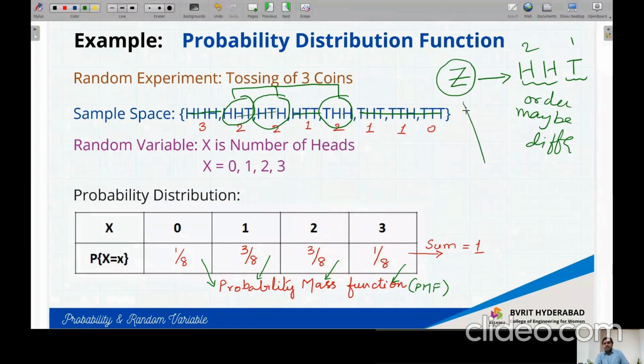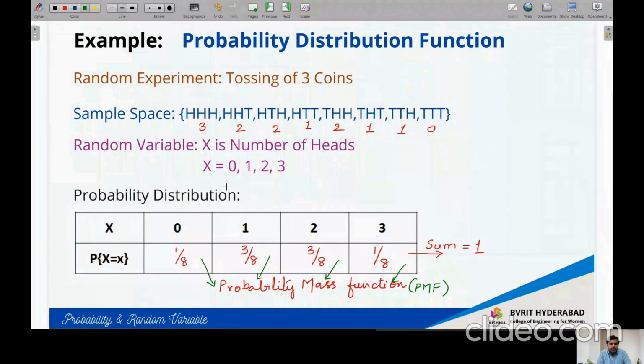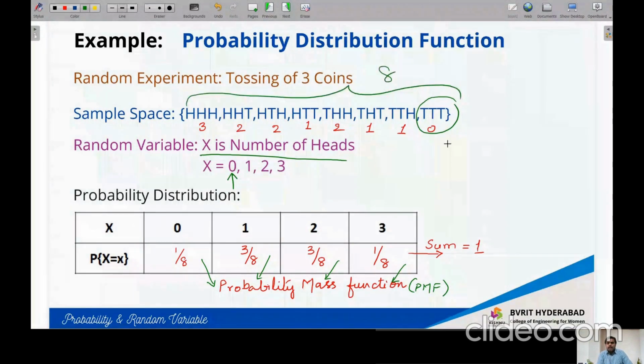So defining a specific random variable depends on the application we need. Got it? So now talking about this random variable, here you can easily say that the random variable taking a value of 0 means this is the only possibility. And among these 8, I have only 1. So the probability will be 1 by 8. It is clear. I hope you can easily understand. The number of 1s, we have 3 possibilities among 8. So it is 3 by 8.